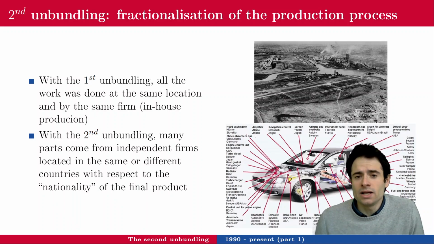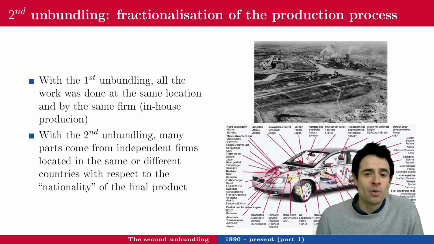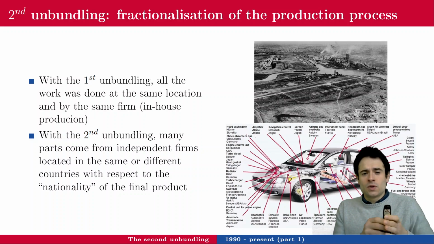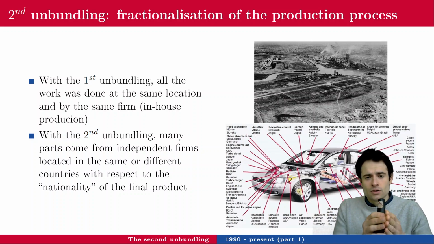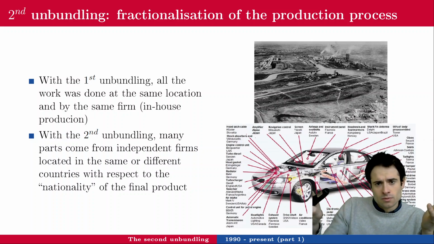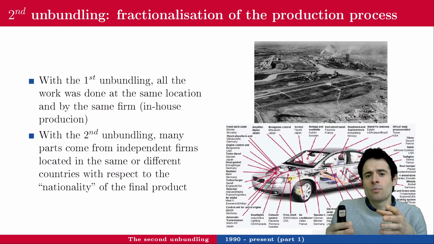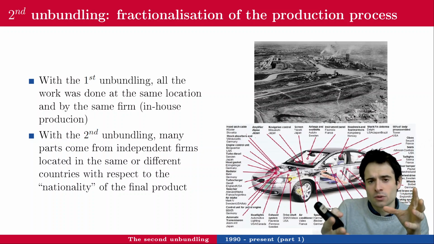With the second unbundling, the production process is what's unbundled. The first unbundling was about the separation between consumption and production. You make it here, but you sell it there. It's consumed there. The second unbundling is just about the production process.